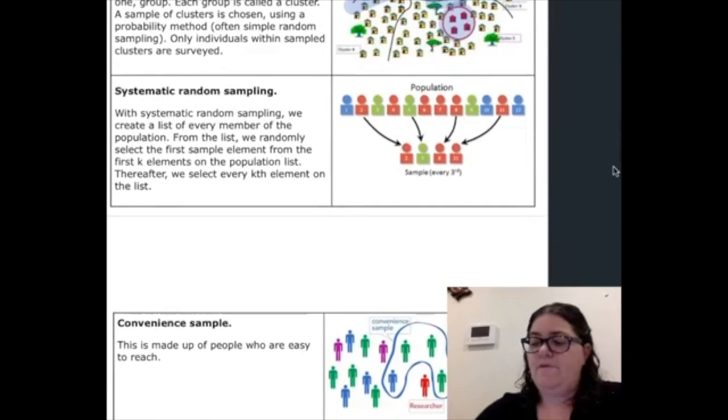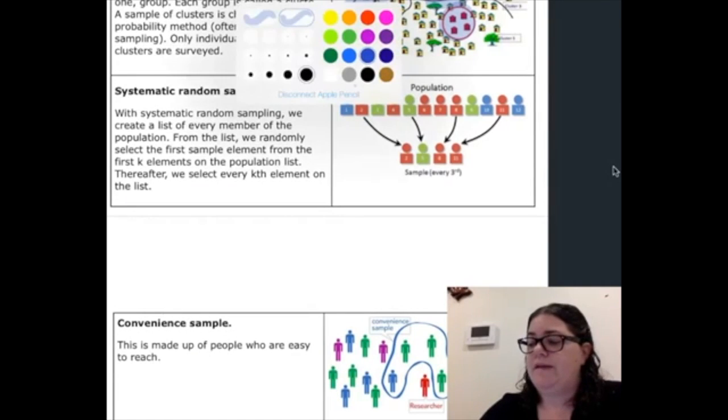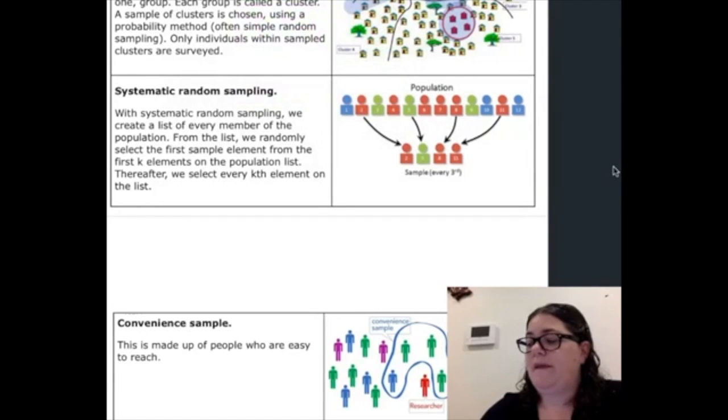Then the fourth random sampling method is called systematic. In systematic sampling, I might take a list of people that I'm interested in sampling, for example a list of all the students in the class, and then I'm going to choose a random starting point.